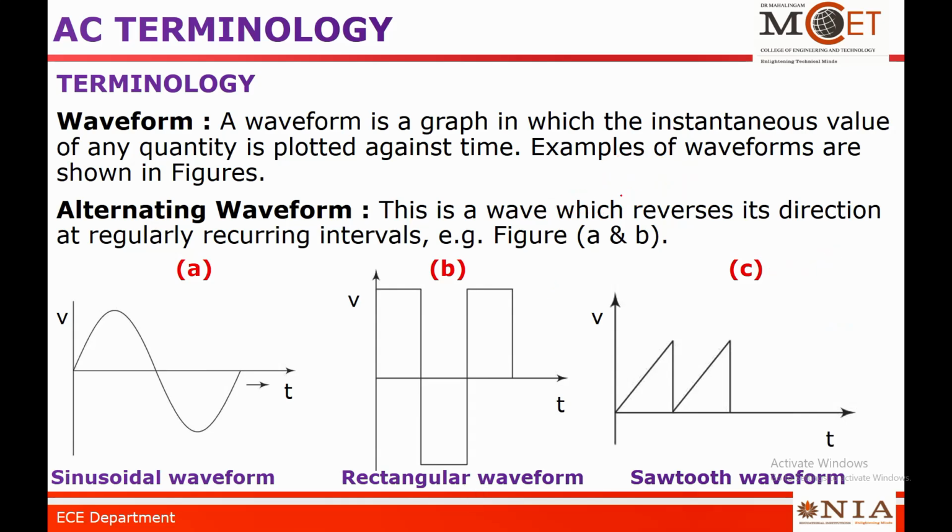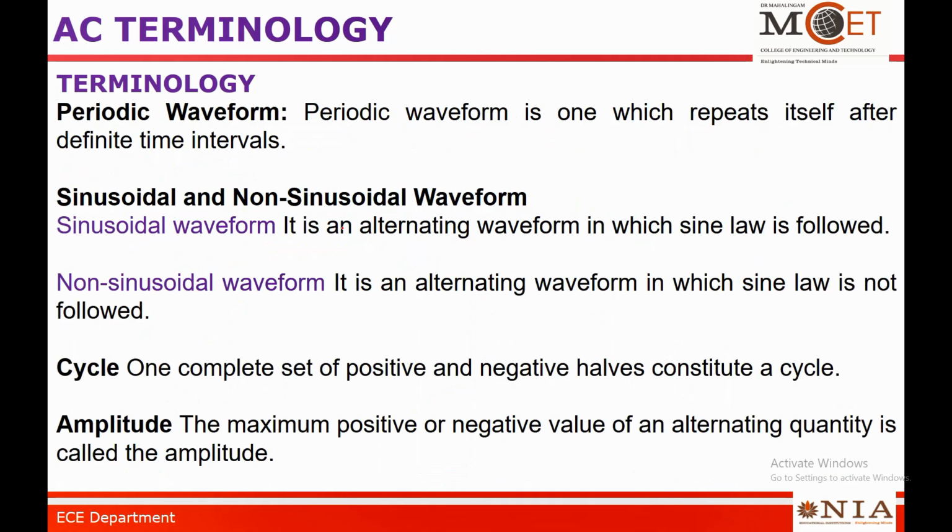So here, this wave is in the condition of reversing its direction at regularly recurring time intervals, which means that here A and B show us the alternating waveforms. The next conditions are the periodic waveform, and the sinusoidal and non-sinusoidal waveforms.